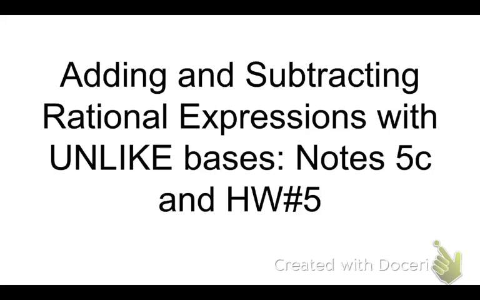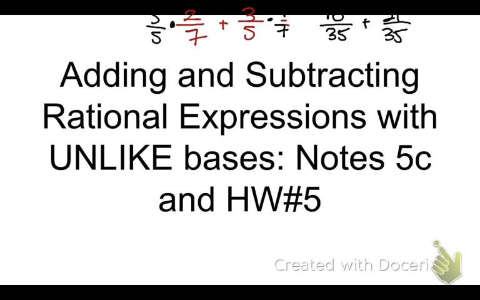Alright, so for unlike bases, think about it as fractions. So if you have 2 over 7 plus 3 over 5, you obviously can't add them. You would have to find common denominators by multiplying this one by 5 and this one by 7, just to find your quickest common denominator. You'll be left with 10 over 35 plus 21 over 35.